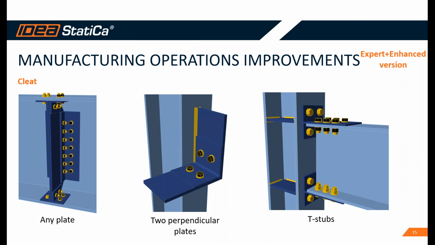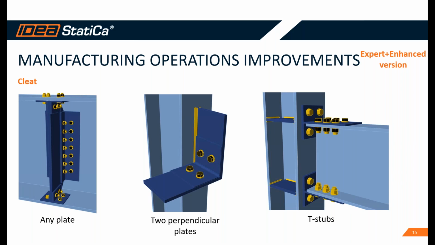Manufacturing operation improvements. We paid a lot of attention to the cleat manufacturing operation because it's quite a common one, and at the same time it's quite a hard one to work around because you have to use a lot of other manufacturing operations. Right now, from version 20, any general plate which is perpendicular to the member can be connected by cleats, for example L angles, to the member by only one manufacturing operation. Before, in the previous version, it consumed 2, 3, maybe more manufacturing operations. So it's a time-saving improvement.